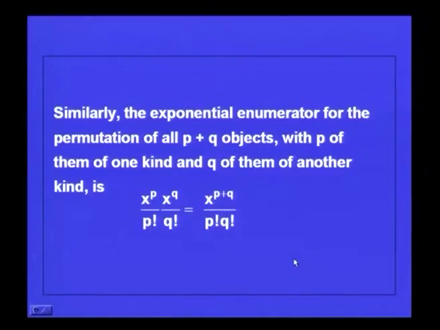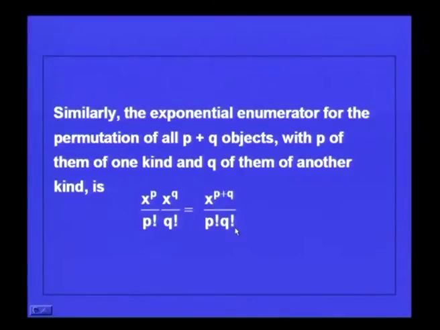Similarly, the exponential enumerator for the permutation of all of p + q objects, with p of them of one kind and q of them of another kind, is x^p / p! times x^q / q!, which is given by x^(p+q) / (p! q!).